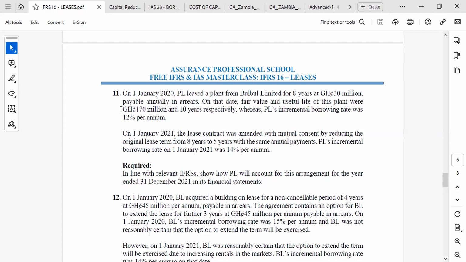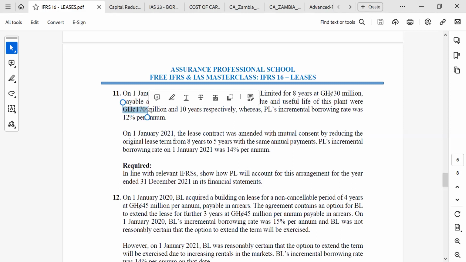So sometimes they can give you the fair value to also determine whether it is a finance lease. Last time I was saying that if it is a finance lease, the lease liability will be more than half of the fair value, or will almost be the same as the fair value. So sometimes they can also give you the fair value as a factor which you are going to be using to determine whether it is a finance lease or an operating lease. So don't be tempted to use the fair value.